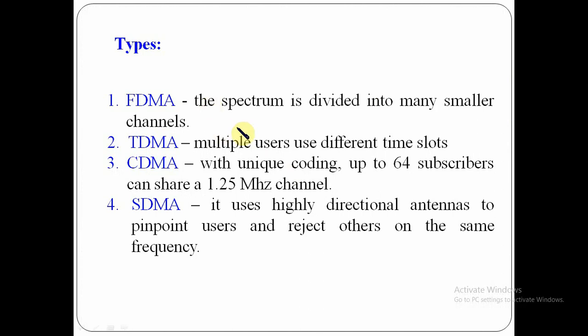In FDMA, the spectrum is divided into many smaller channels, into frequency slots. In TDMA, different time slots are used by multiple users. In CDMA, a unique code is used for up to 64 subscribers, and they can share 1.25 megahertz channels. SDMA uses highly directional antennas to pick out users and reject others on the same frequency. That is space division multiple access.